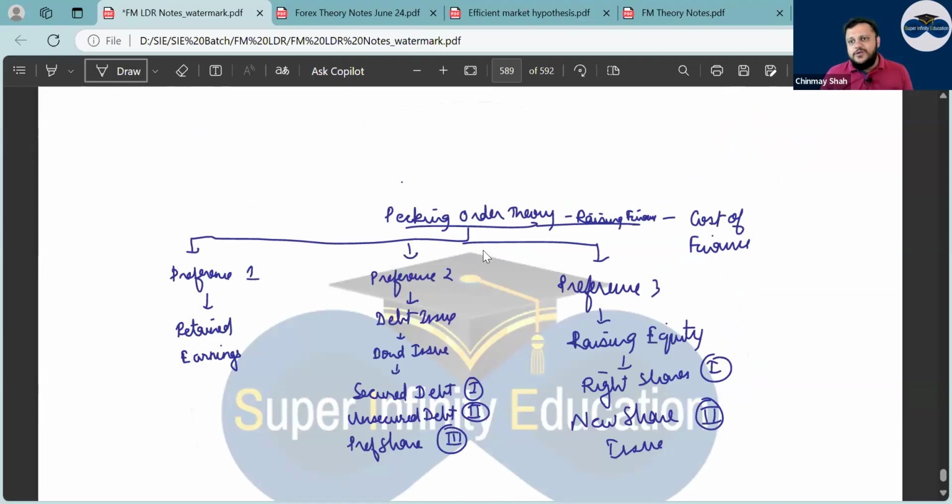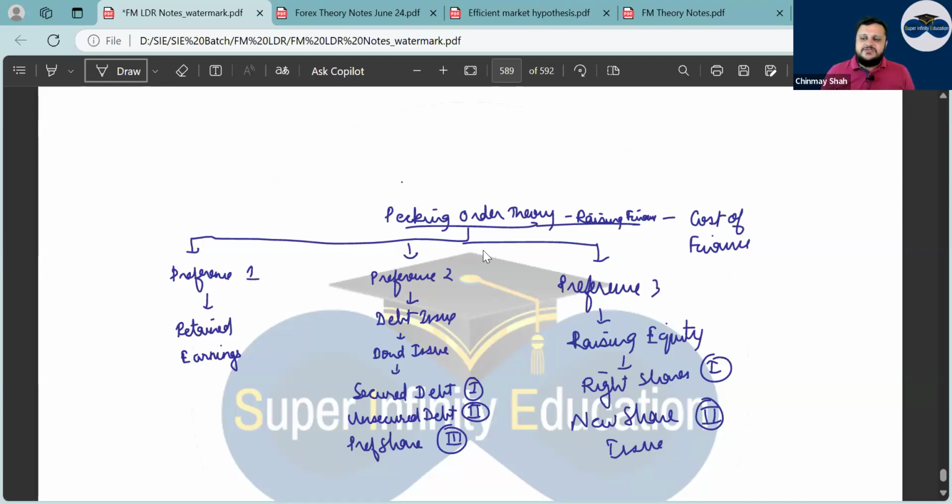So whenever you go to raise any finance, first preference should be given to retained earnings. Second preference should be given to debt issue, bond issue. That means first secured debt, second unsecured debt, third preference shares. And third preference should be given to equity. In that also, right shares should be given first.